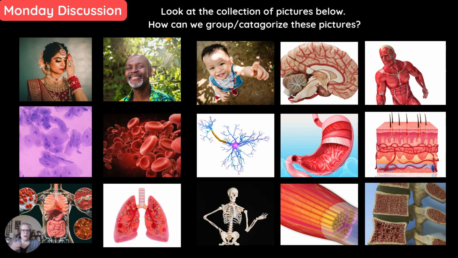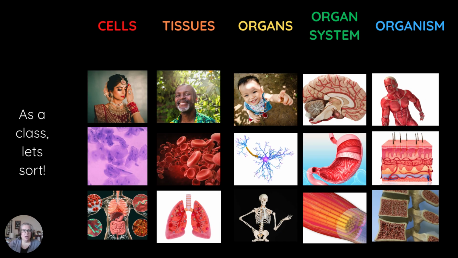So how would you categorize these things? Okay. If you had to group them, how would you group them? All right. In biology, we love to classify and group. So this is a very big part of biology. These are the groupings that I would come up with here. We have cells, tissues, organs, organ system, and organism.